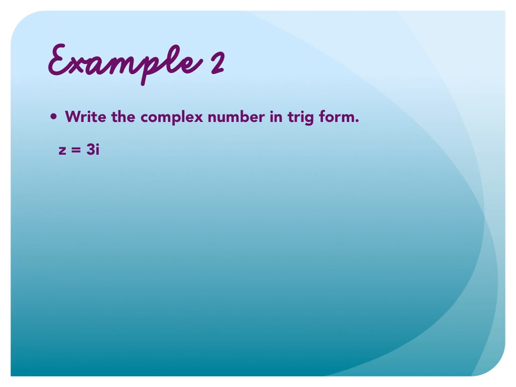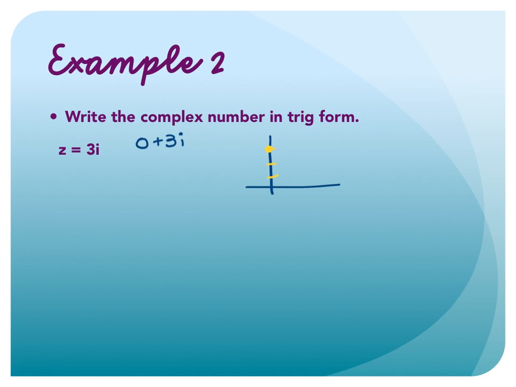Example 2 says, write the complex number in trig form. So here's the 3i. It actually has no a, so it would be 0 plus 3i. That means I'm not moving left or right at all, but I'm going up 1, 2, 3, and there's my coordinate point.